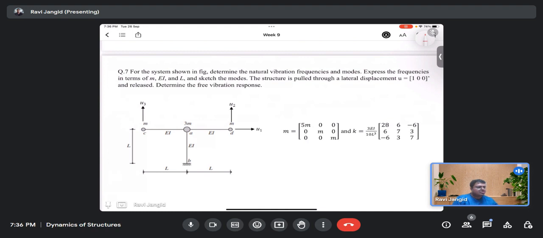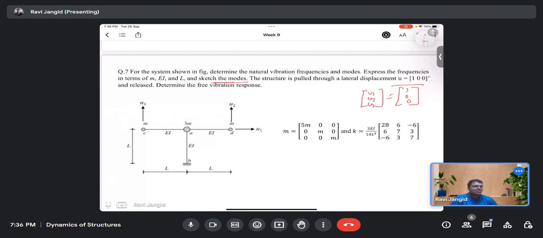One thing, you need to sketch the mode, and the structure is pulled through a lateral displacement. So you have the given initial displacement u1, u2, u3 equal to 100. We need to determine the free vibration response. This is the same kind of problem, only in behavior, that was a simple-storey structure, and this is an umbrella type of structure.